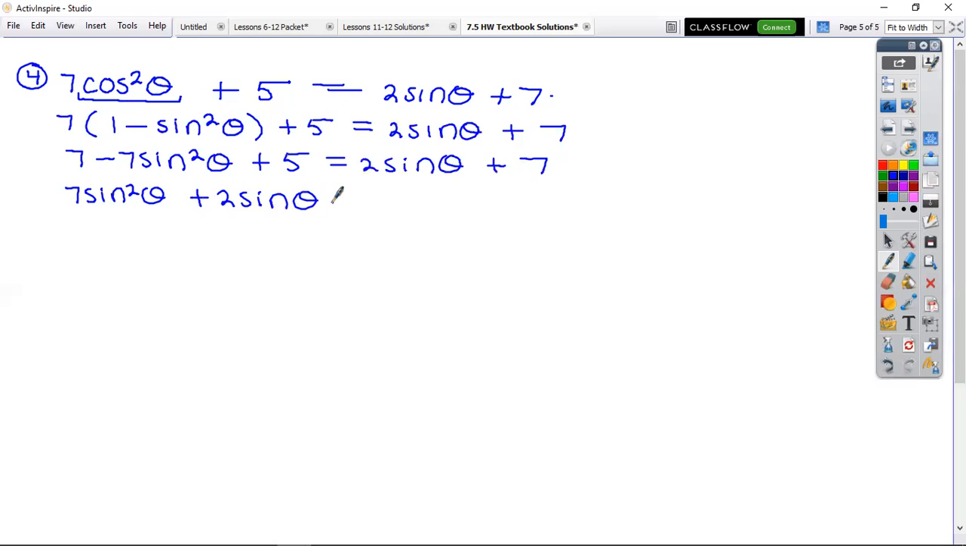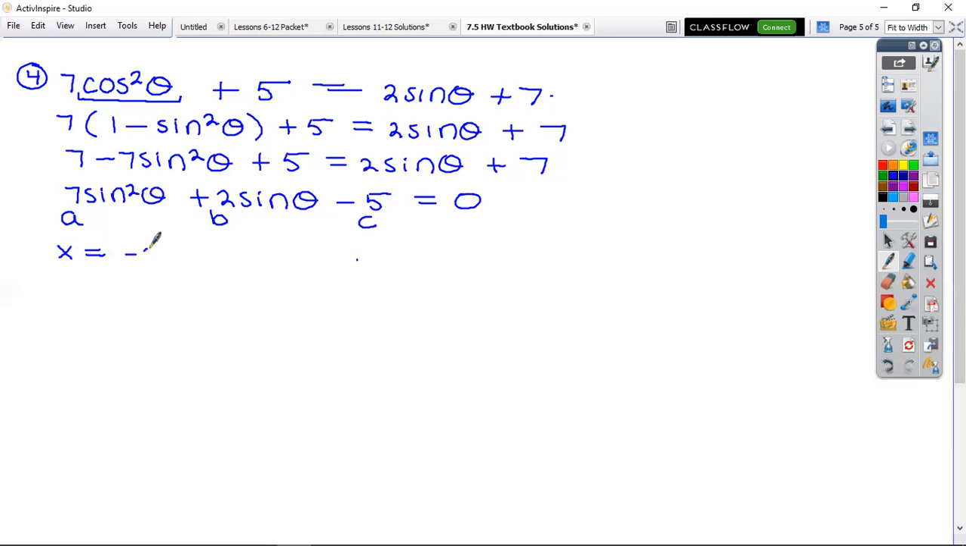7 and 5 is 12. 7 minus 12 is -5 equals 0. I am well aware that this would factor, but I want to show you how to do this with quadratic formula because you will encounter cases that don't always factor. So here's how you do quadratic formula. This is my A, this is my B, this is my C. For the time being, you may ignore the trig function and just do quadratic formula.